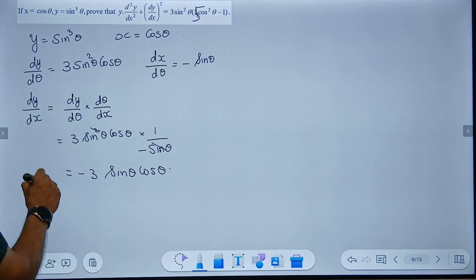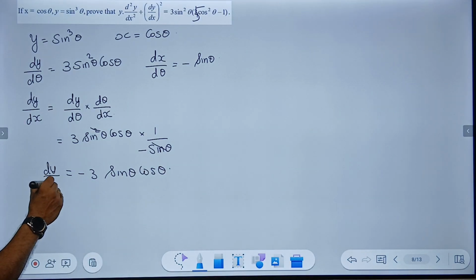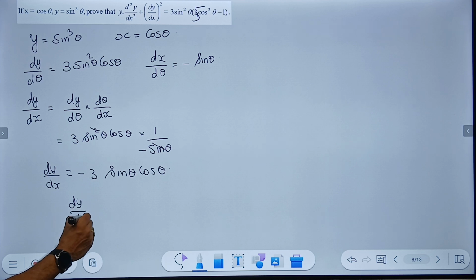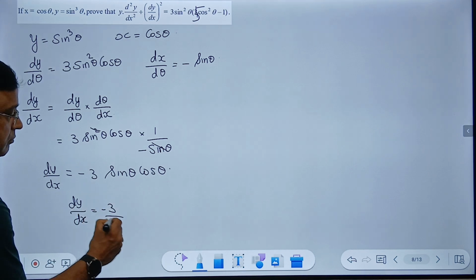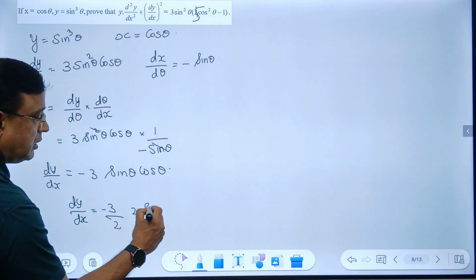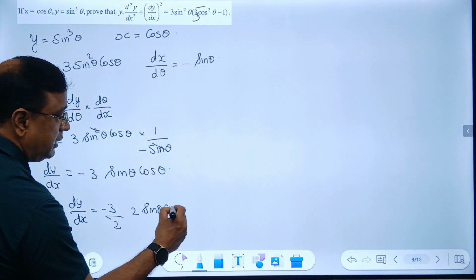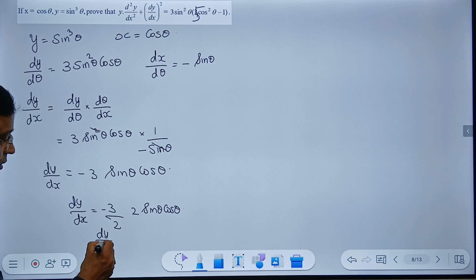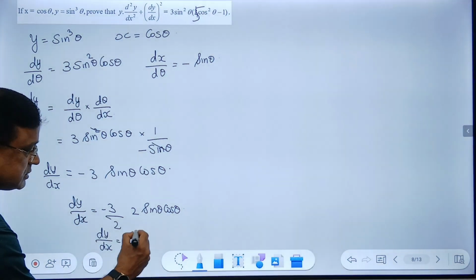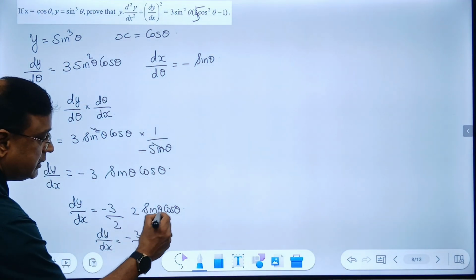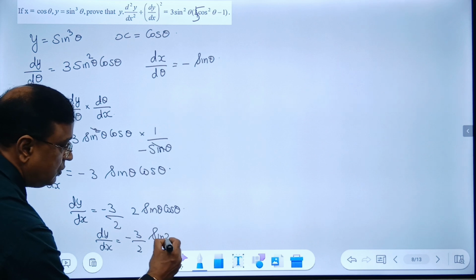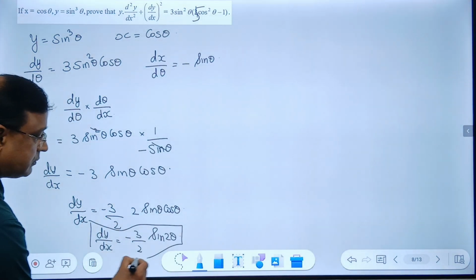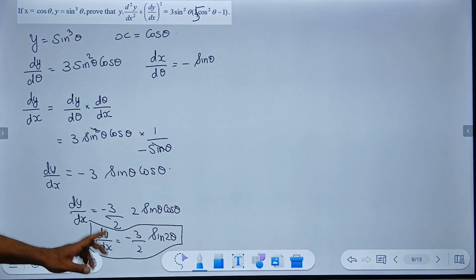Okay, this is my dy by dx. Now what I will do is, I will multiply and divide by 2. When I do that, I get dy by dx as minus 3 by 2, and 2 sine theta cos theta will be sine 2 theta. So this is my dy by dx.